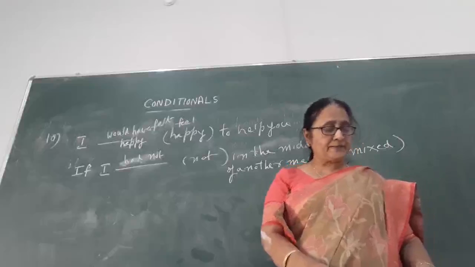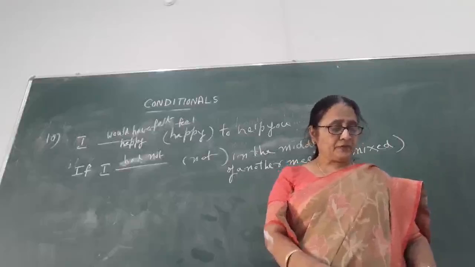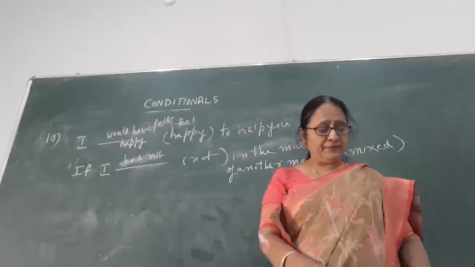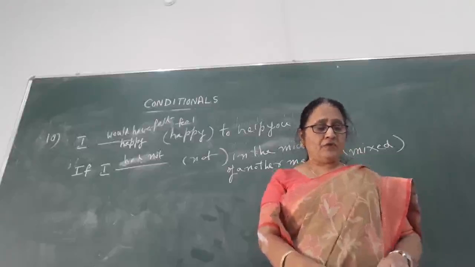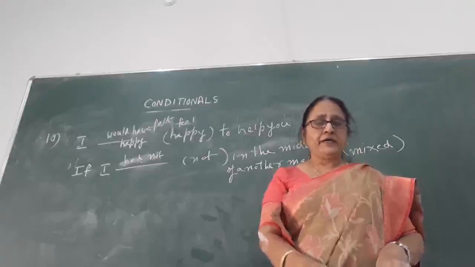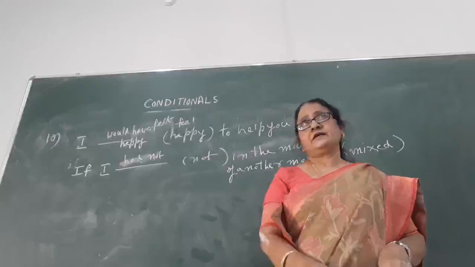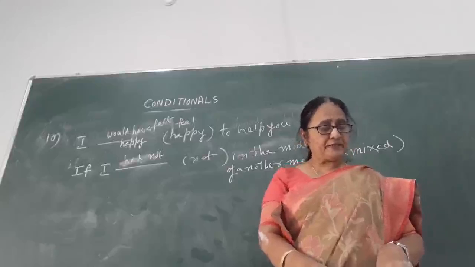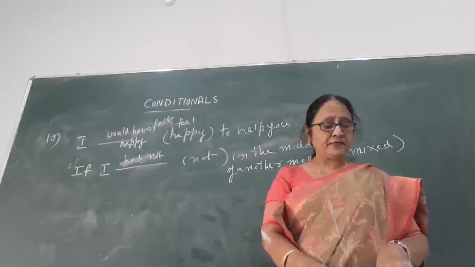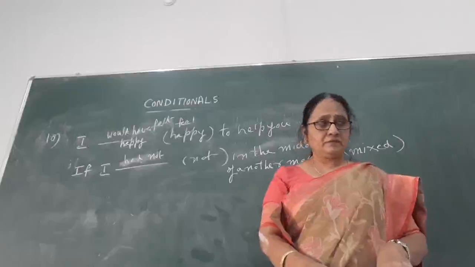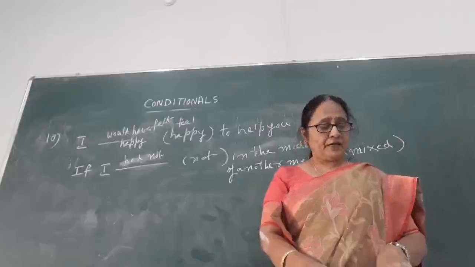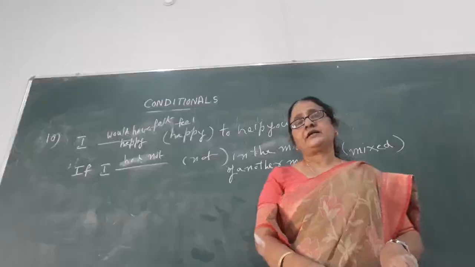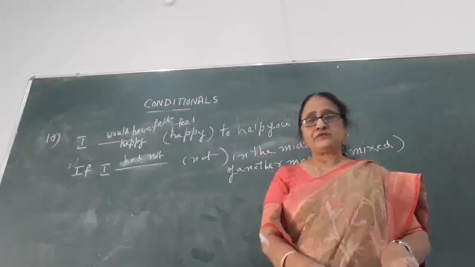Then next one is the seventh one. If we meet at 9 a.m., we will have enough time. It is the first conditional. If we meet is simple present, the if clause is simple present and the main clause is in the simple future: we will have enough time. So for the seventh one, you mark it as D. Seventh goes with D.